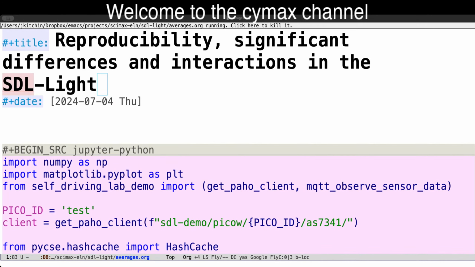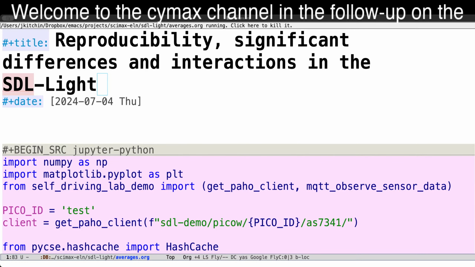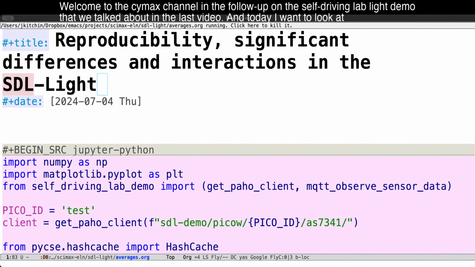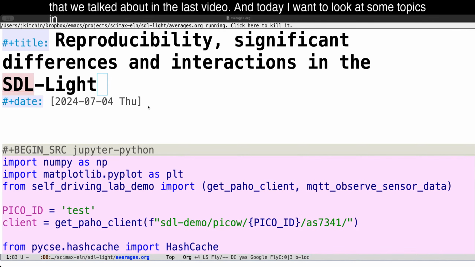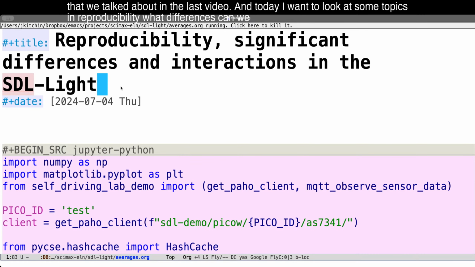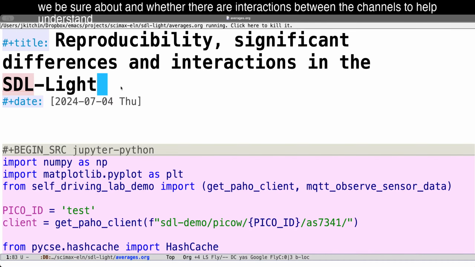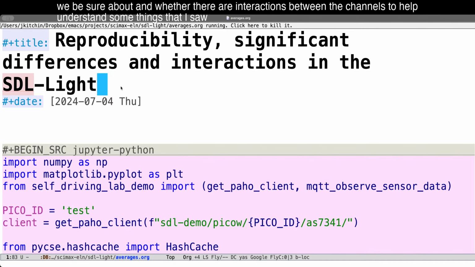I'm going to follow up on the self-driving lab light demo that we talked about in the last video. And today I want to look at some topics in reproducibility, what differences can we be sure about, and whether there are interactions between the channels to help understand some things that I saw yesterday.